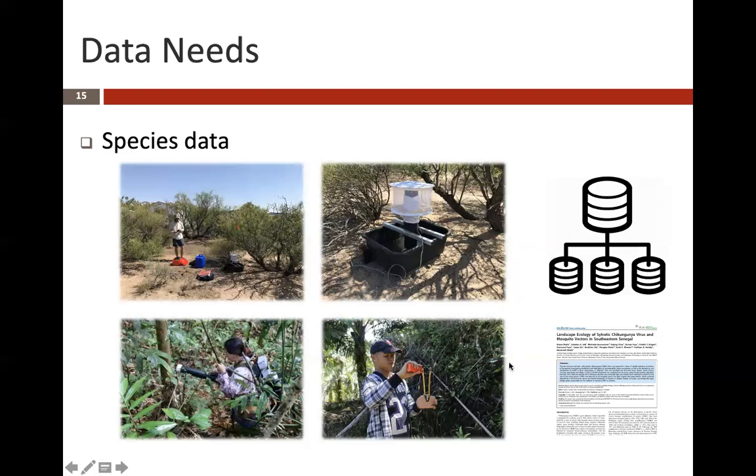And here are just a few photos from some of the field work I've been involved with. These top two images are actually from some field work in New Mexico, where we set different types of mosquito traps in various environments. We'd usually set them out one day and then pick them up the next day.